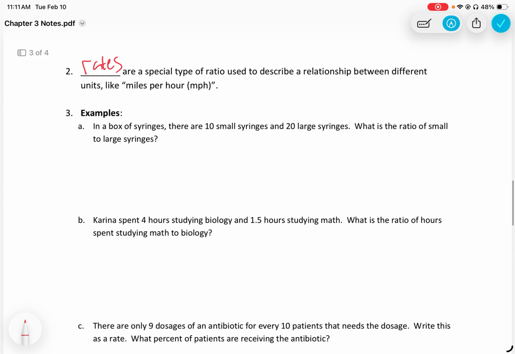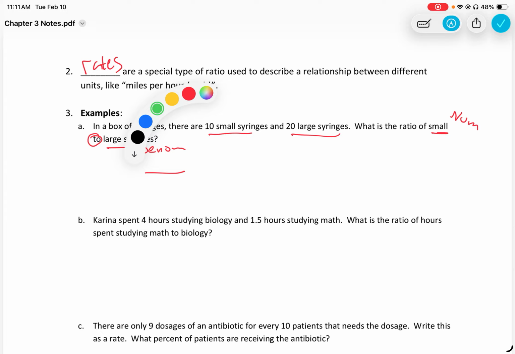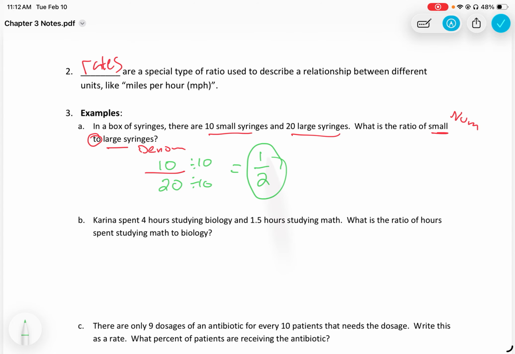So if we come down here for our examples, in a box of syringes, there are 10 small and 20 large. What is the ratio of small to large? "To" is our key word here: whatever comes before the "to" goes into your numerator, and whatever comes after that goes into the denominator. So if we want the ratio of small to large, I need small in my numerator, I need large in my denominator. And now I can simplify. I can divide both of these by 10 because they both end in 0. And I get a ratio of 1/2.